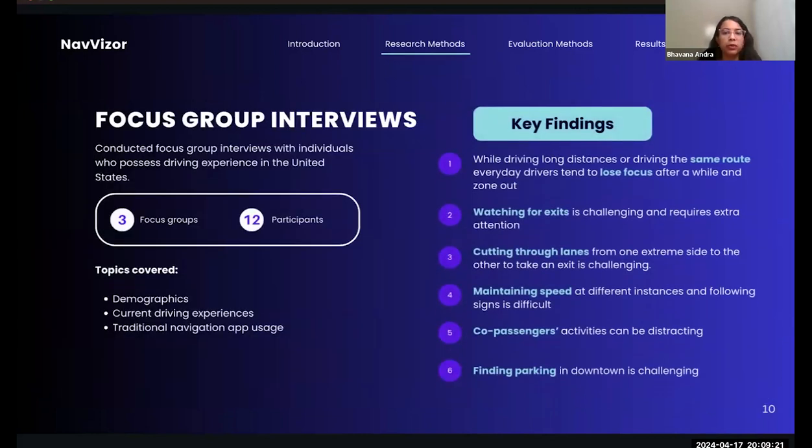For our user study, we did a focus group interview with 3 groups and 12 participants overall. We covered questions around current driving experiences, their pain points, and navigation app experiences. The participants mentioned that they started losing focus during long distance drives and maintaining speed. They also mentioned that it is challenging to keep track of exits on freeways and cut through multiple lanes from extreme ends. A few of them spoke about distractions from co-passengers and also getting stressed about finding parking spots.